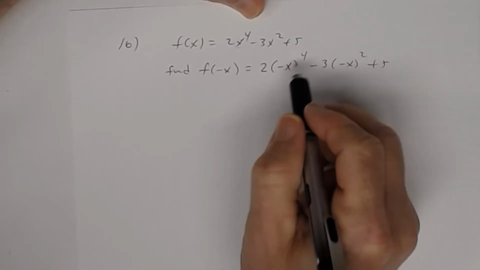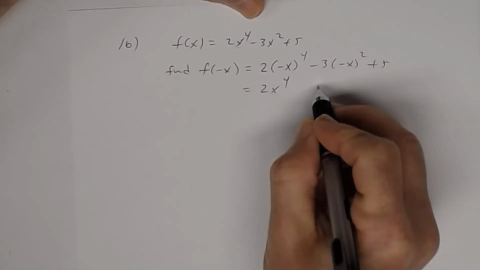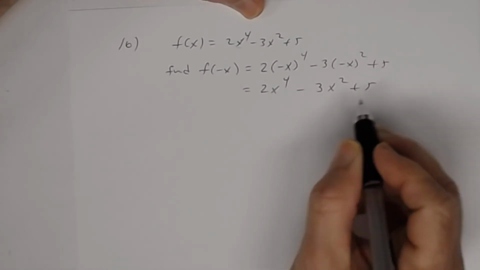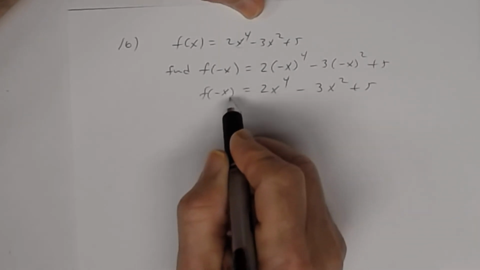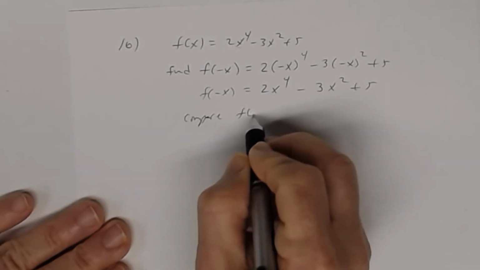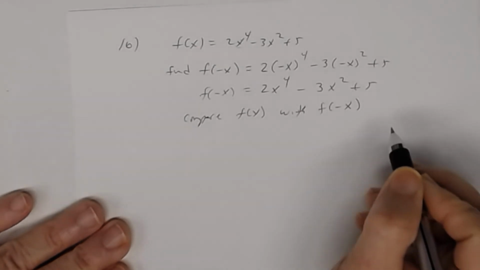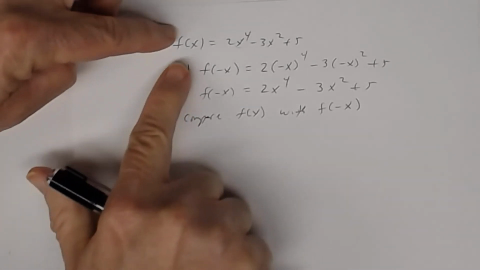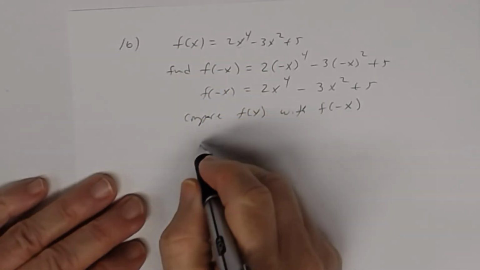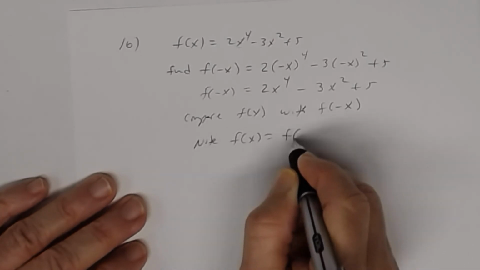Now reducing or simplifying this, negative x to the fourth is the same thing as x to the fourth. Negative x squared is the same thing as x squared, and then plus 5. So that's f of negative x right here. Now you have to compare f of x with f of negative x. You'll notice that f of x and f of negative x are equal. So note f of x equals f of negative x.